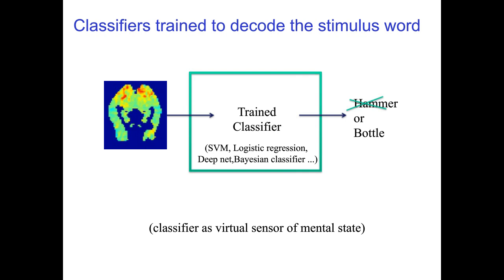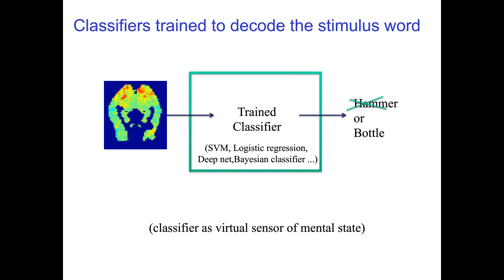And the idea of the classifier is that we show it training examples. One training example would be, here's a brain activity image, and in this case, the person was reading the word bottle. Here's another example where, again, they're reading the word bottle. Here's a different brain image during which time they were reading the word hammer.